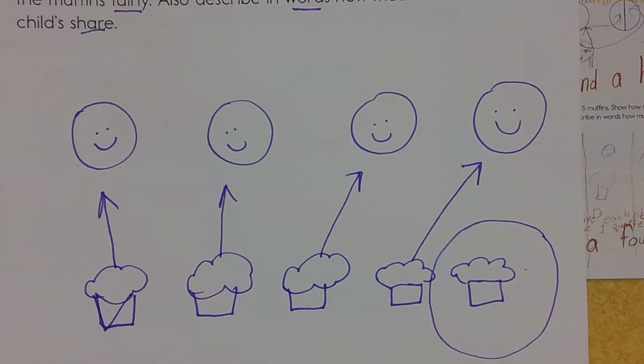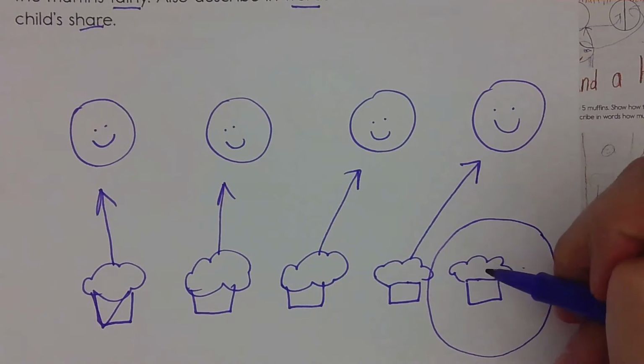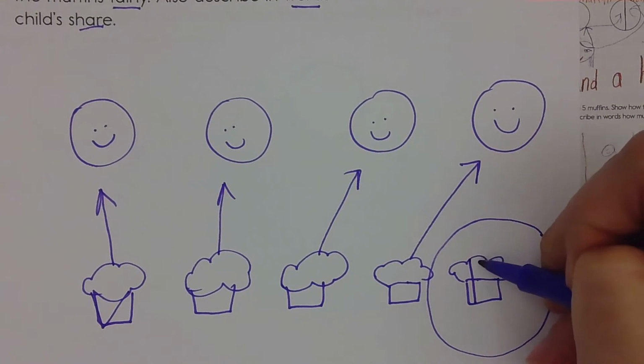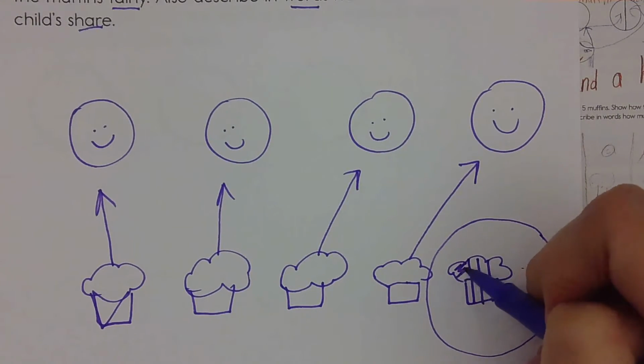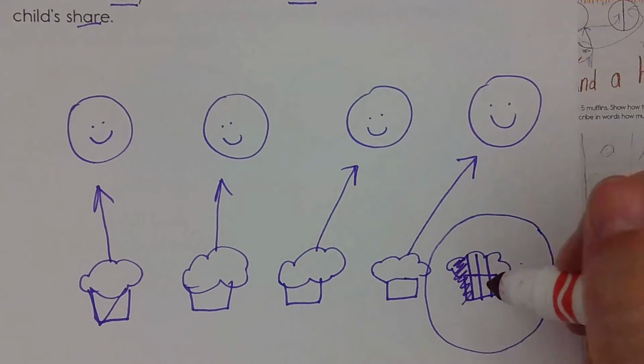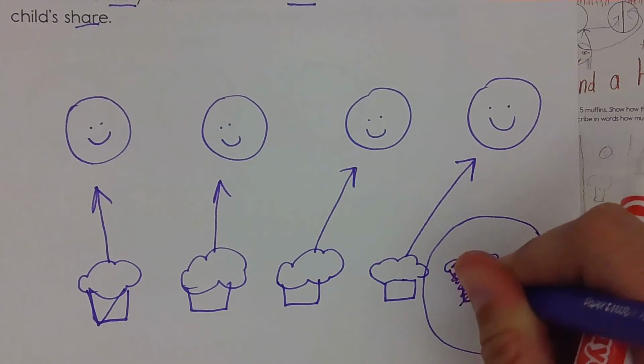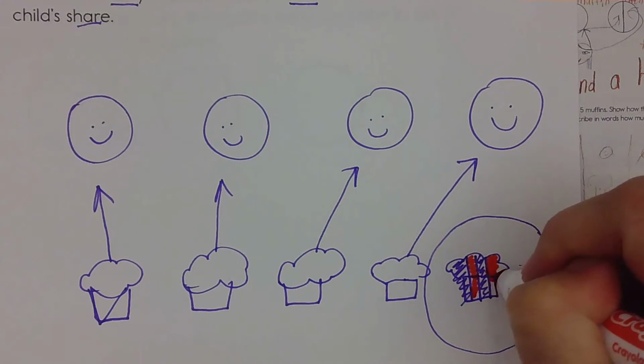So what I'm going to have to do is I'm going to have to divide this muffin up into how many parts? Think about how many children there are. 4, you're correct. I need to divide this muffin into 4 equal pieces. So I am going to go ahead and do that. So here is part of the muffin. We've got 1 share. I'll use a different color. We've got 2. We've got 3 pieces. And we've got 4 pieces.